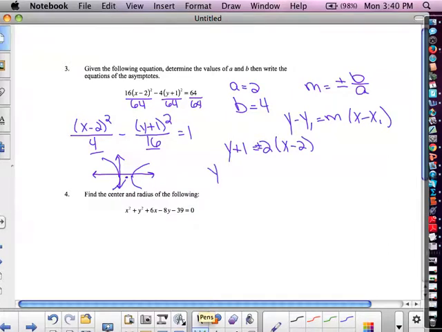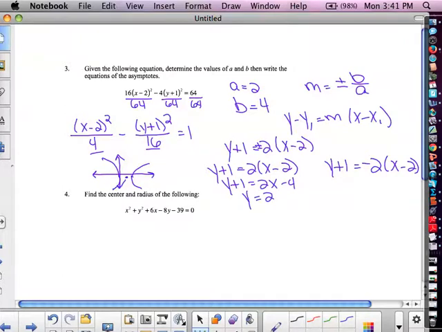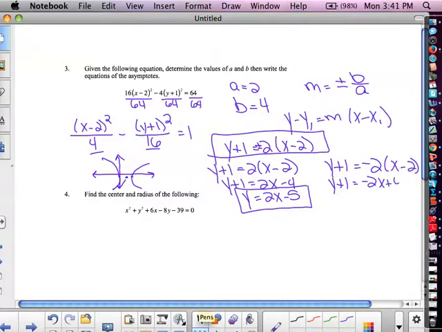So one equation, y plus 1 is equal to 2 times x minus 2. The other, y plus 1 is equal to negative 2 times x minus 2. So y plus 1 equals 2x minus 4. So y is equal to 2x minus 5 is one of the equations. And please finish these. Don't leave it in this form. Please finish it. y plus 1 is equal to negative 2x plus 4. So y is equal to negative 2x plus 3. And that is the other equation of the asymptotes for that hyperbola.